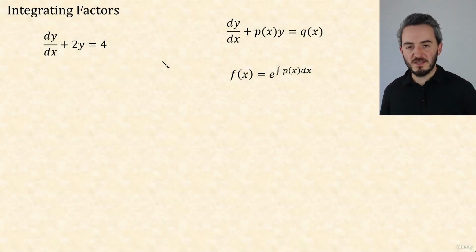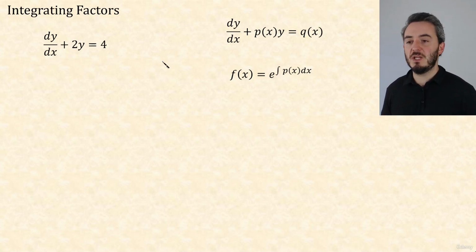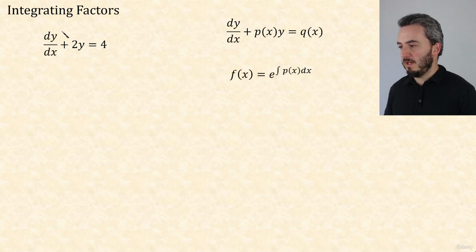In this video, we're going to practice using our new integrating factor technique. If you feel like you've got it from the previous video, then just jump straight in and have a go at this. If not, just watch along. Okay, here is our puzzle, dy by dx plus 2y equals 4.